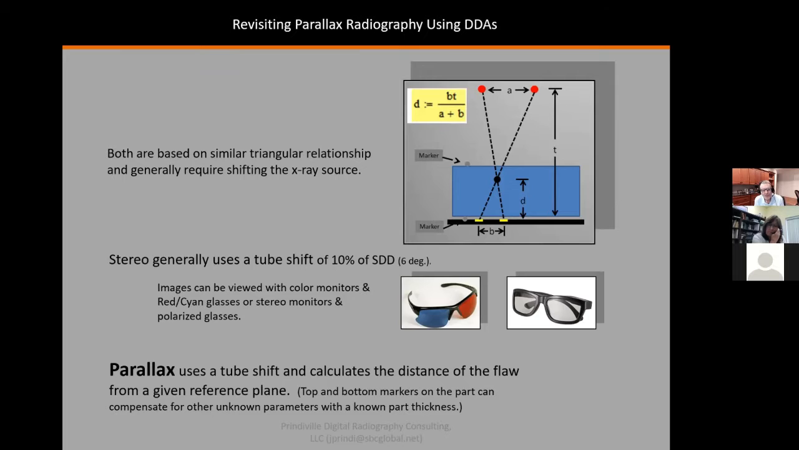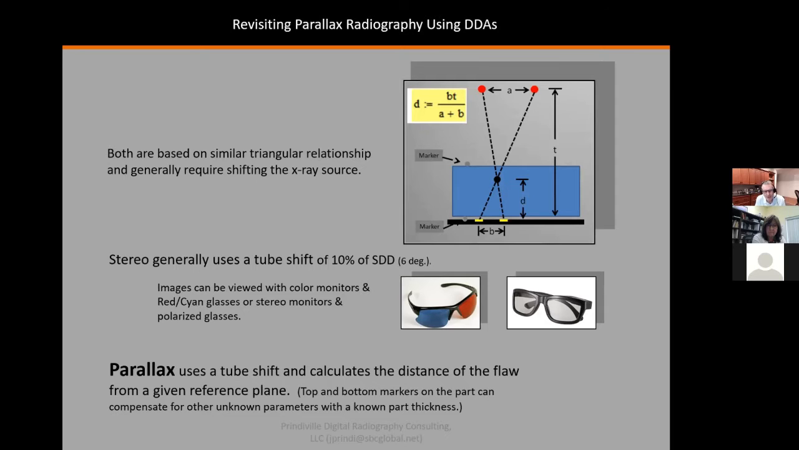But we can deal with stereo images now with color monitors. If you use the red cyan glasses, or you have a stereo monitor with polarized glasses. And again, you're shifting the X-ray tube, maybe in this case, and then you're providing a stereo image to get depth perception.